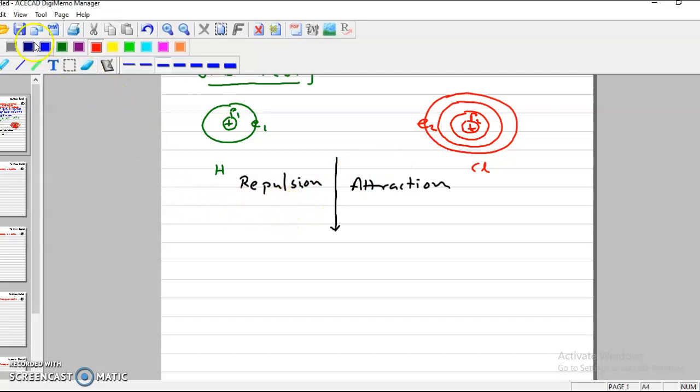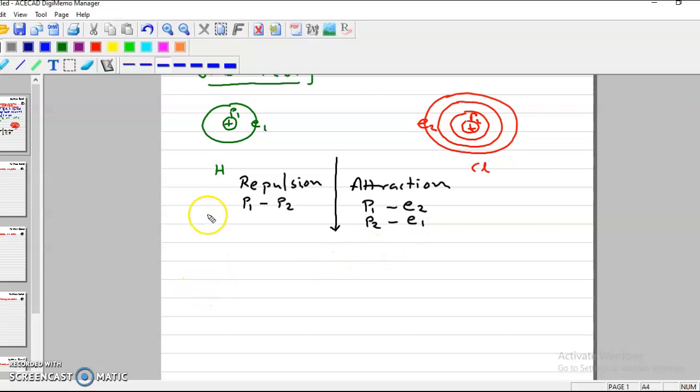Obviously repulsion will be between P1 and P2. Both nuclei will repel each other, that is sure. Where is attraction? Attraction is between P1 and E2. That means the nucleus of hydrogen attracts the electron of chlorine. Simultaneously, the nucleus of chlorine will attract the electron of hydrogen.